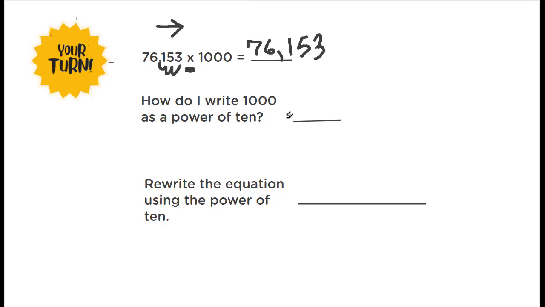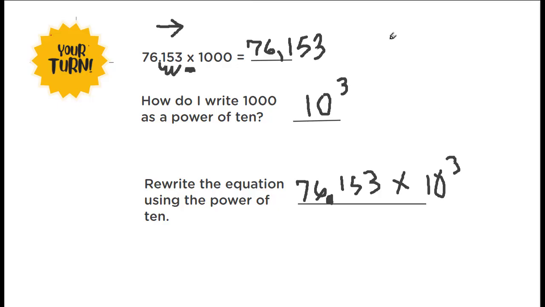How do I write 1,000 as a power of 10? Well, I see 3 zeros. That would be the same as 10 times 10 times 10. 10 to the third power. Rewrite the equation using the power of 10. You would have 76.153, that's a decimal, sorry, times 10 to the third. There you go.